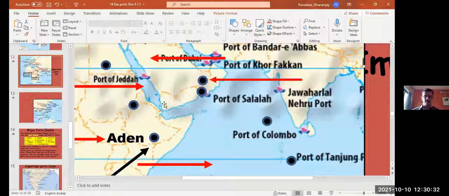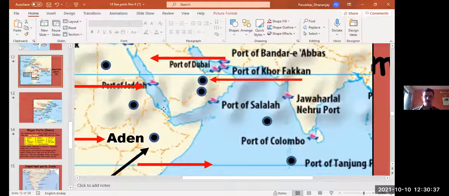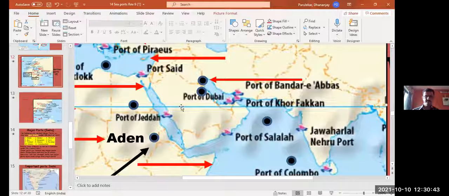When you are into the Red Sea, are you all there with me in the Red Sea? Yes, sir. Are you all there on the west coast of Saudi Arabia in the Red Sea? Yes, sir. There are two ports. One is Jeddah. यहाँ पे मक्का है.